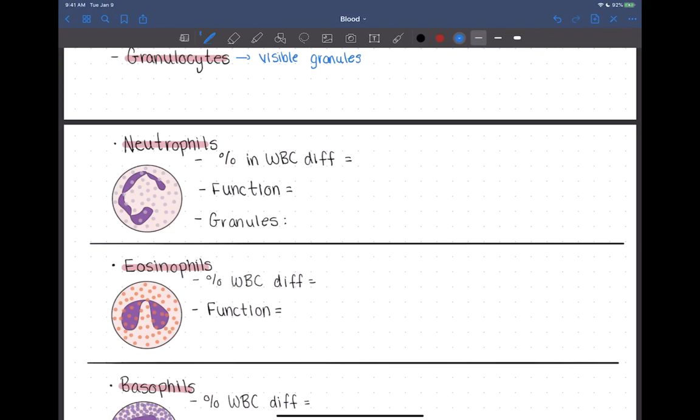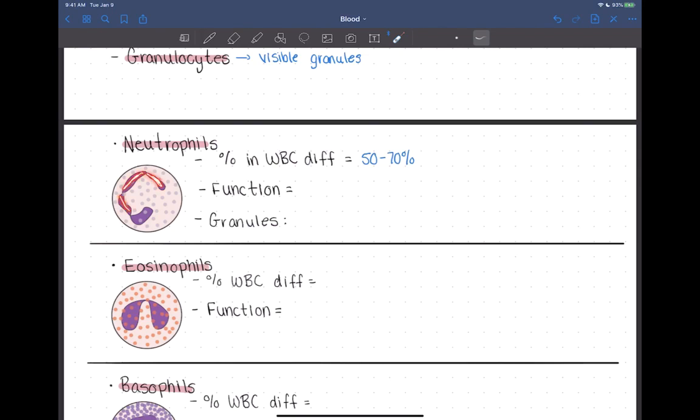Okay, so we'll talk about the average numbers for those. Neutrophils are the most common, so they make up 50 to 70% on a differential. The majority of the white blood cells you would see on a slide of blood would be neutrophils.